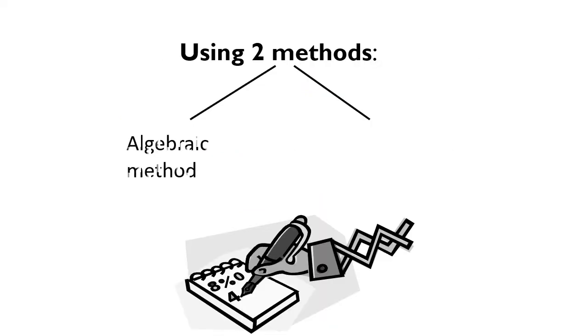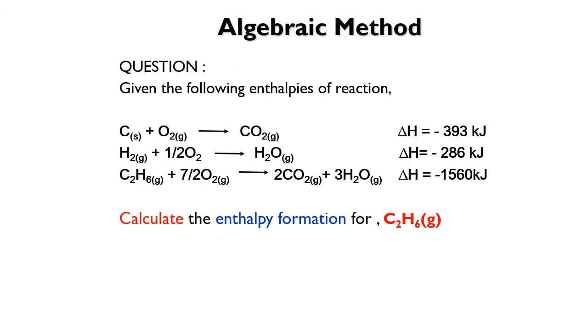There are two methods, the algebraic method and the energy cycle method. The final answer that you get from these two methods is the same. First, we try to apply the algebraic method to solve the Hess's law question. Three thermochemical equations are given, and the question asks to calculate the enthalpy of formation of ethane, C2H6, meaning that we need to know how C2H6 is formed from its elements. There are 2 carbon and 3 hydrogen: 2 moles of carbon plus 3 moles of hydrogen form C2H6.